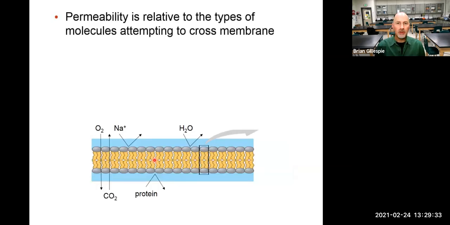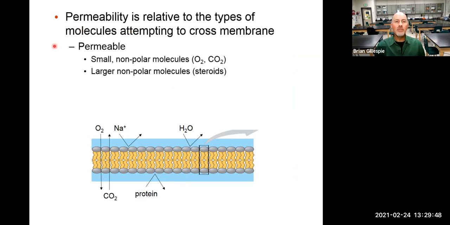Well, it sort of works like this. Permeability is really a relative property, in terms of what kind of molecules are attempting to go across the membrane. Right? So most phospholipid bilayers, especially the outer plasma membrane, tend to be permeable to small and non-polar molecules like oxygen gas and carbon dioxide gas.